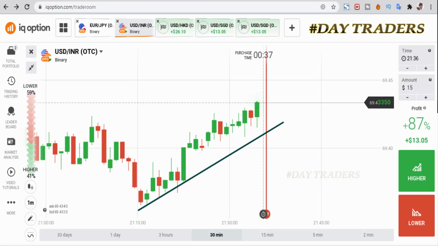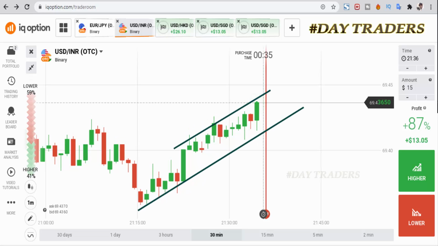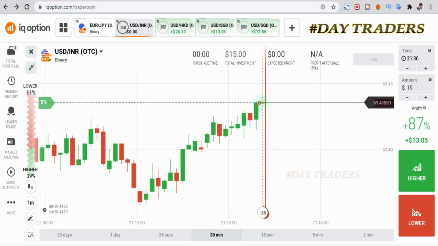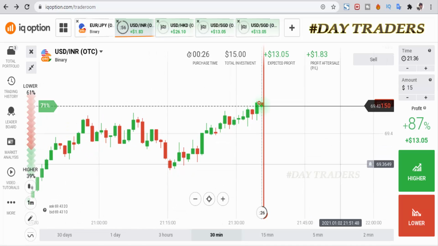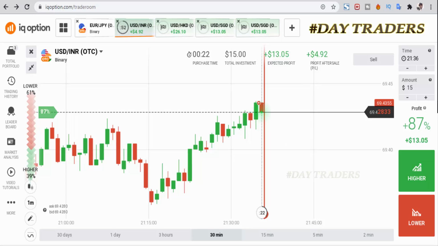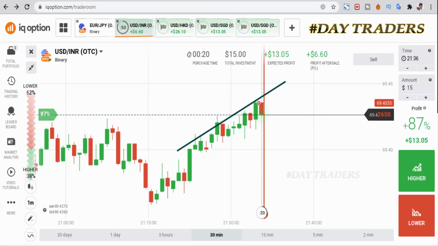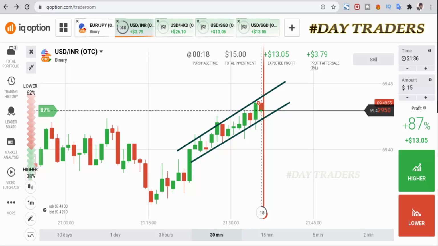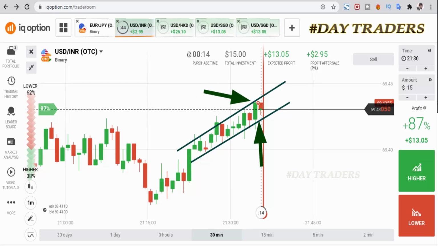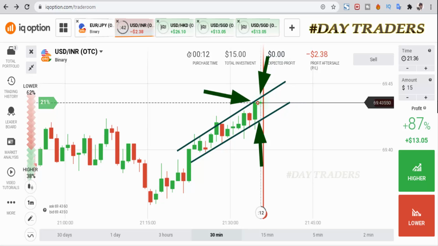Actually this is a direction, right, and this is a direction. So this candle enters the sellers area. Now I am expecting a bearish candle. Let's see. This is a sellers area, this is a buyers area, and this candle completely closed in the sellers area. That's the reason I place a lower option.